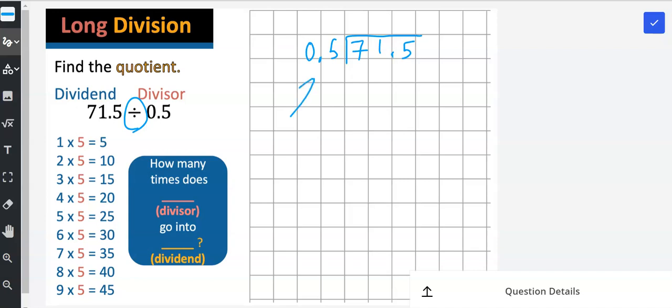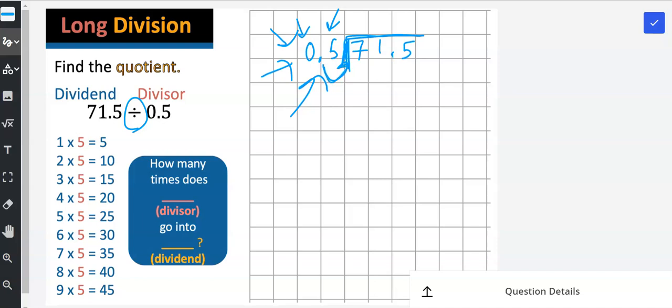Now I need to focus on the divisor. If the divisor has a decimal, then you need to move the decimal. That's how you know if you need to move it. So I do see a decimal. So I need to move this decimal until it hits the wall. And by hitting the wall, I mean the division symbol. So it's a cutesy way to say that we need this divisor to be a whole number.